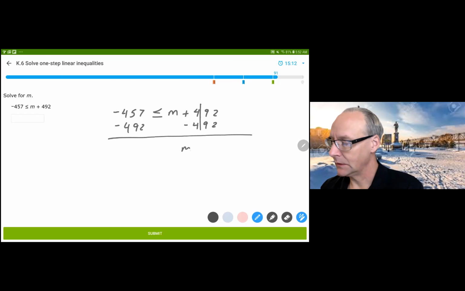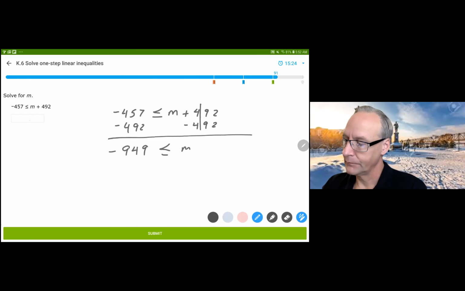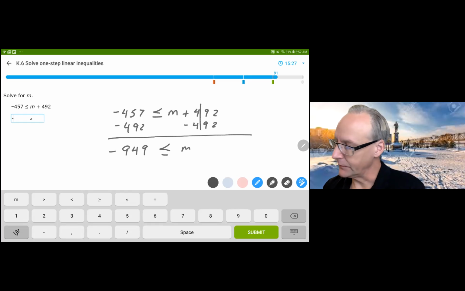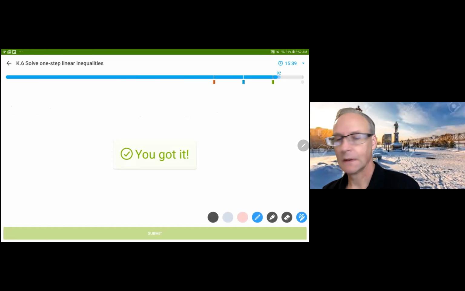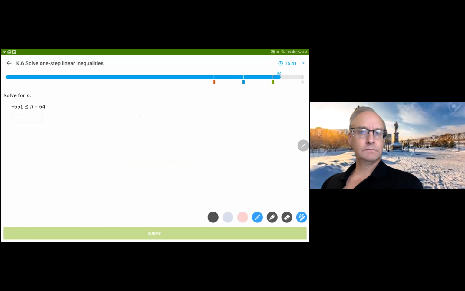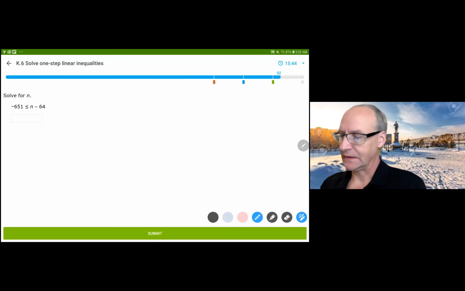And m is going to be greater than or equal to, I'm reading it from right to left, negative, looks like 949. So negative 949 is less than or equal to m. And I'm going to double check my work. 9, 4, carry the 1, yep. Don't want to make a mistake in the challenge zone, because that's when you start having errors.